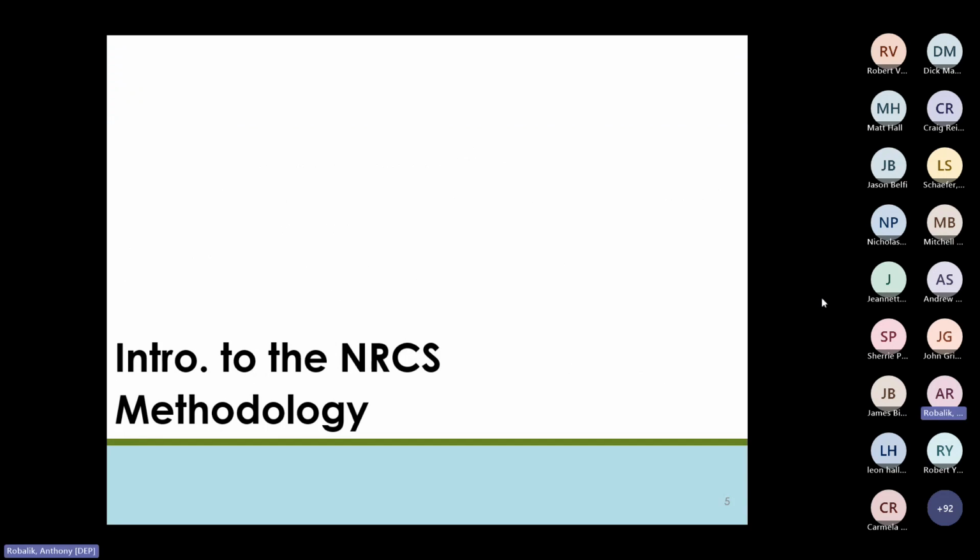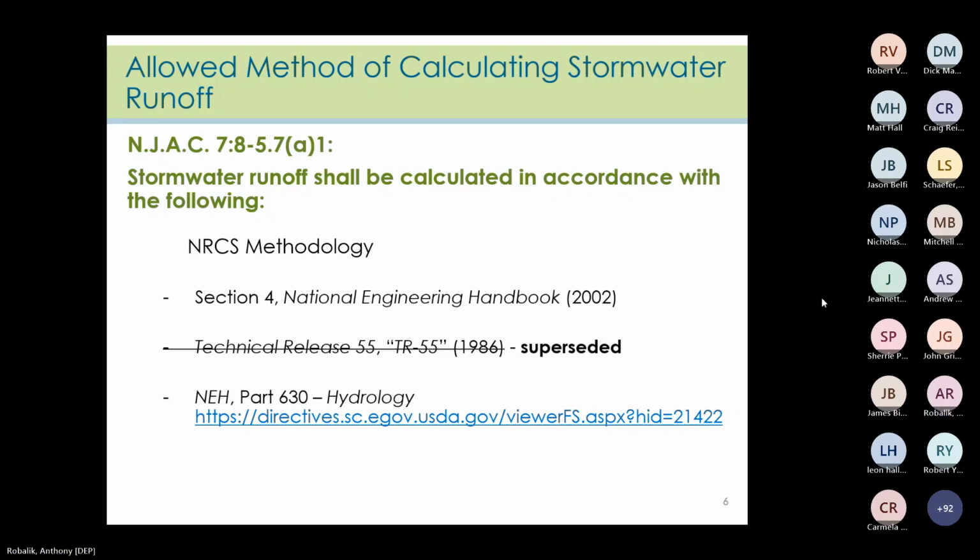So first, we'll take a closer look at the NRCS methodology. The requirement is found in the rules at the location noted here in green. That's N.J.A.C. 7:8-5.7(a)1. The method listed in the rules is the USDA NRCS methodology, and as I mentioned earlier, it was additionally described in TR55. However, TR55 has been superseded by the National Engineering Handbook, NEH, Part 630 Hydrology. A link to that is at the bottom of the slide.